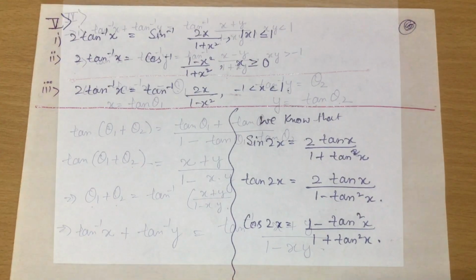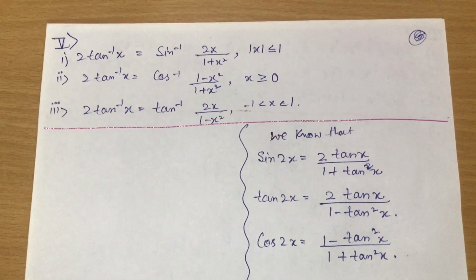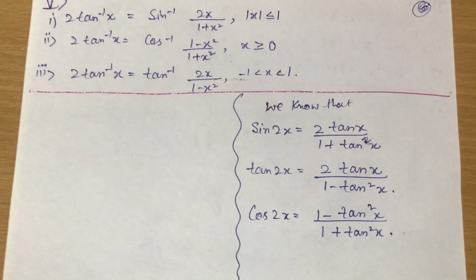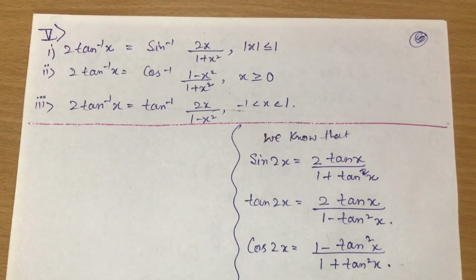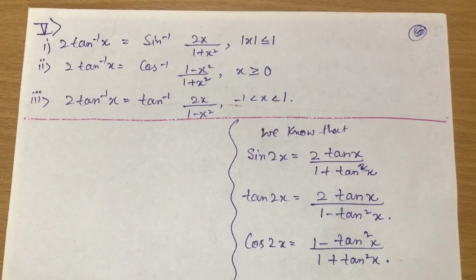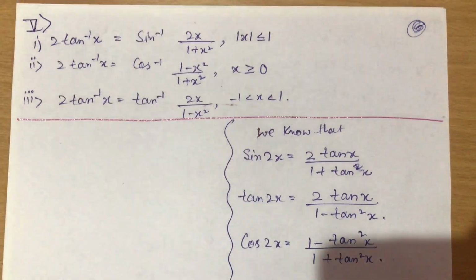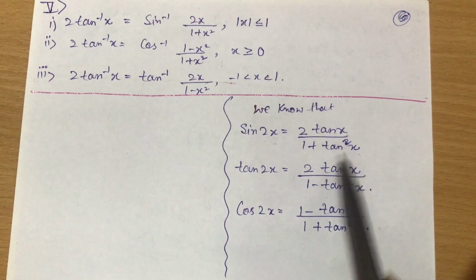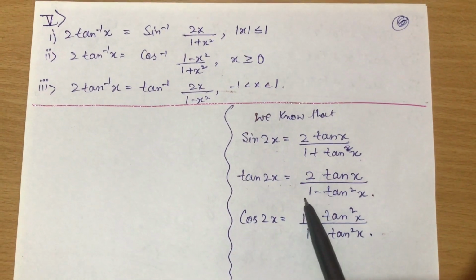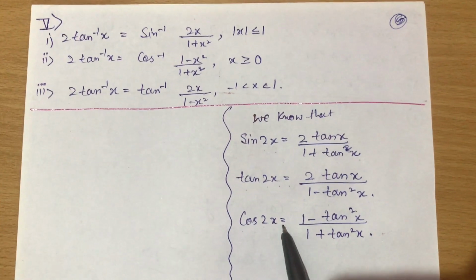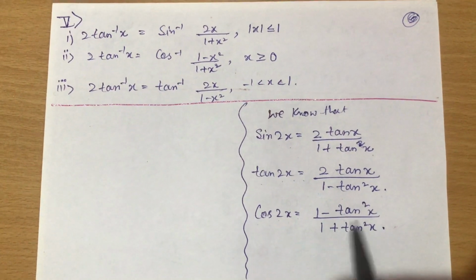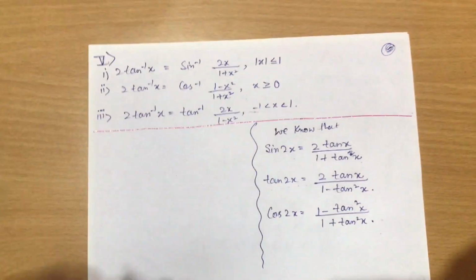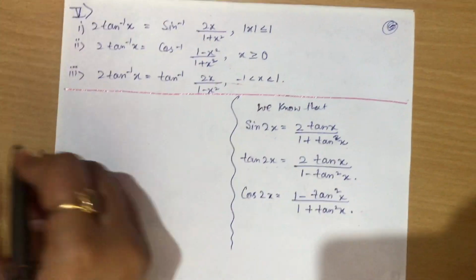Okay, the next property is 2 tan inverse of x is equal to what? Sine inverse of 2x upon 1 plus x square, and 2 tan inverse of x is also what? Cos inverse of (1 minus x square) upon (1 plus x square), and is also equal to what? Tan inverse of 2x upon 1 minus x square. Students, we know these formulas, that sine of 2x is what? 2 tan x upon 1 plus tan square x. Tan 2x is equal to what? 2 tan x upon 1 minus tan square of x, and cos 2x is equal to what? 1 minus tan square x upon 1 plus tan square of x, right? So by solving these properties, for example, I solve property number second, okay, right?